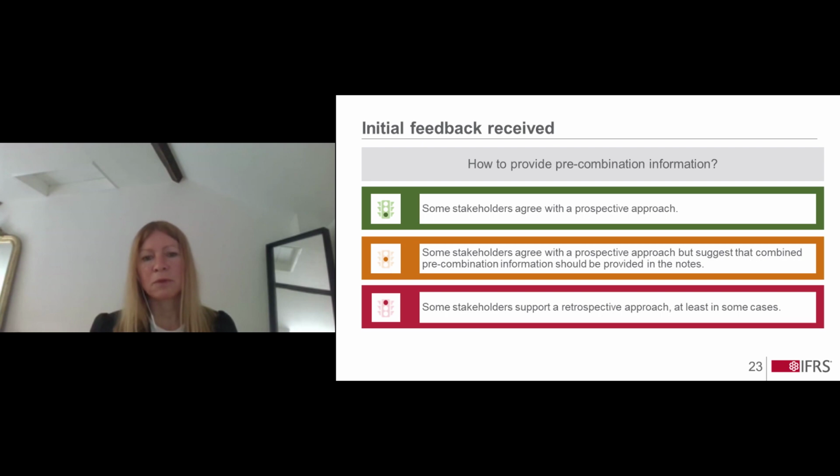And finally, in terms of initial feedback on pre-combination information, some stakeholders agree with the board's preliminary view to use a prospective approach in reporting business combinations under common control and agree for the reasons set out in the discussion paper. Under a prospective approach, the transferred company is only combined from the combination date, and pre-combination information of the receiving company is not restated. So this approach is exactly the same as under the acquisition method in IFRS 3.